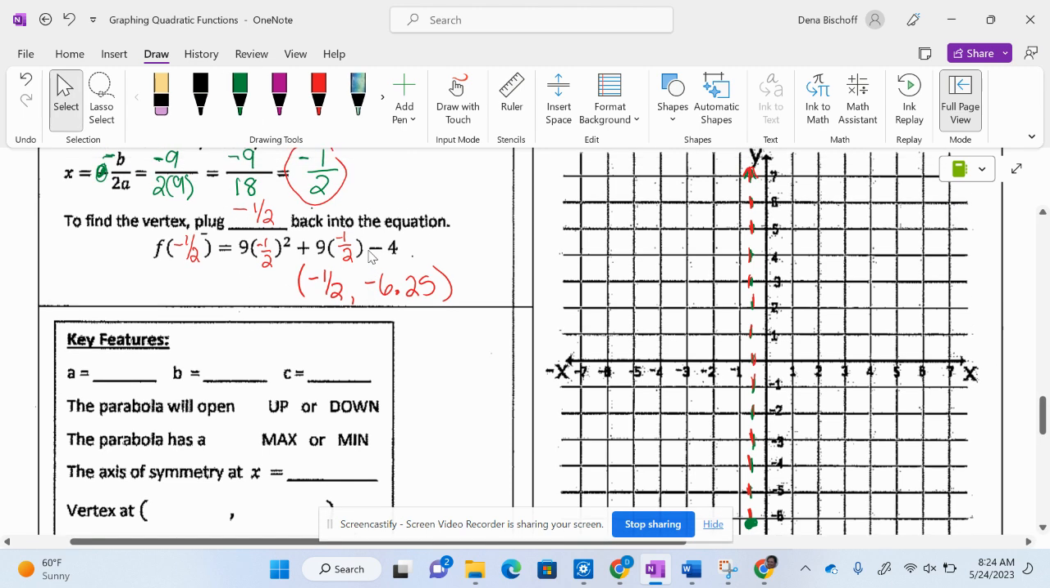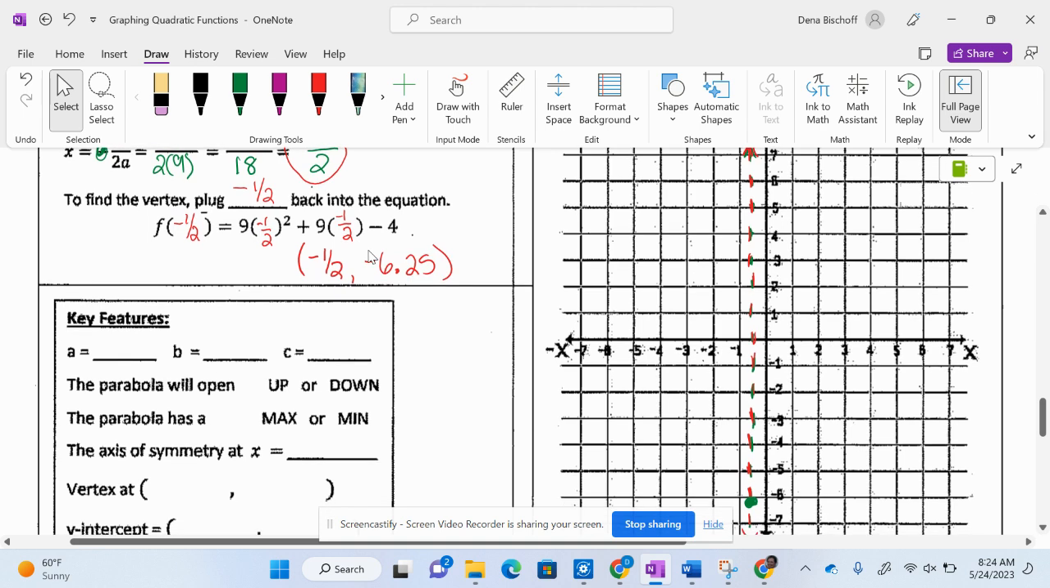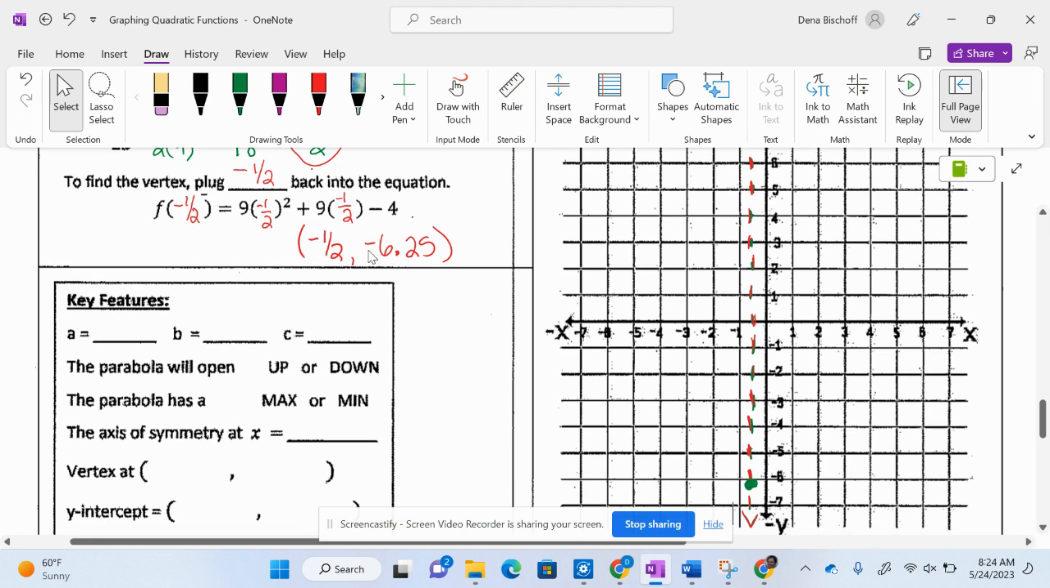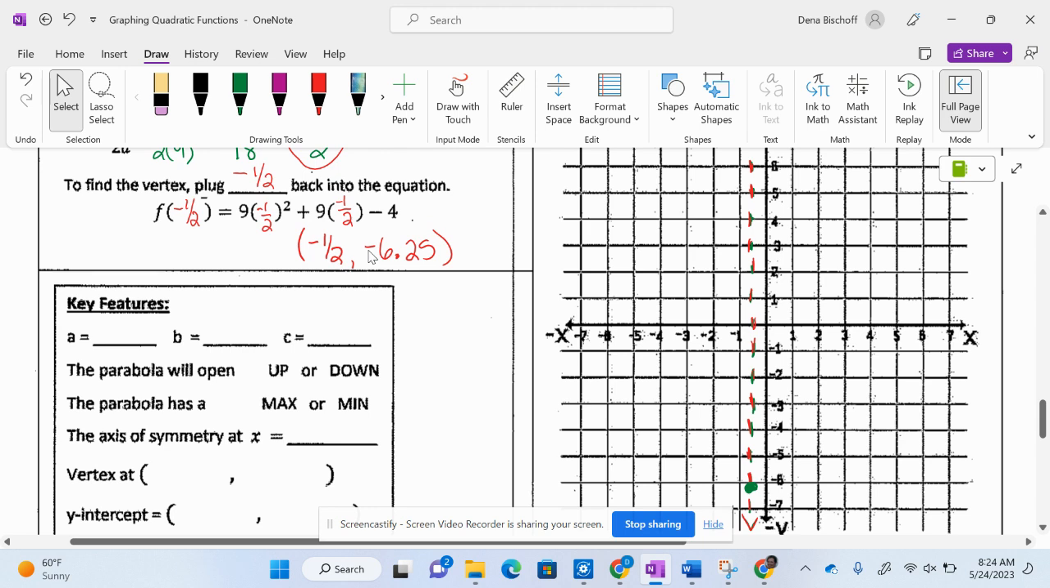So it's asking us to identify key features. Is A positive or negative? Look at our graph. Our equation is A. When you look at your equation, is A positive or negative? Positive. So I would just write a plus sign here. A is positive. It's a +9, I think, right? Yeah. So it's a +9.